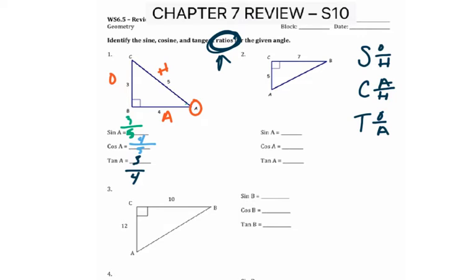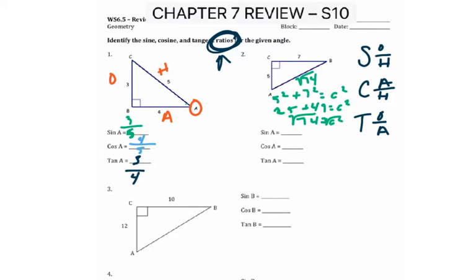Okay, so we're going to do the same thing with number 2, but in number 2, we're missing a side. I don't have a hypotenuse. So what you learned a couple of chapters ago is something called Pythagorean theorem, which says that a squared plus b squared equals c squared. So 25 plus 49 equals c squared. So 74 equals c squared. So c equals the square root of 74. Yep, that's it.